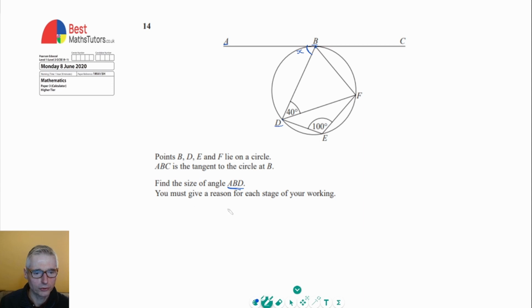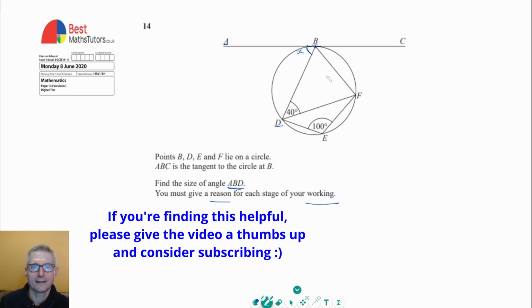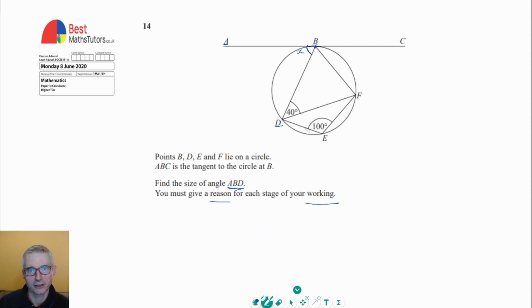So we've also got to give a reason for each stage of our working that's going to enable us to find what X is. Now in these, one of the strategies, if you're not sure where to go with it, is you could just try and find any angle, and then hopefully eventually once you find enough angles you can find the one that you're looking for. The first one I'm going to use is I'm going to find this one here.